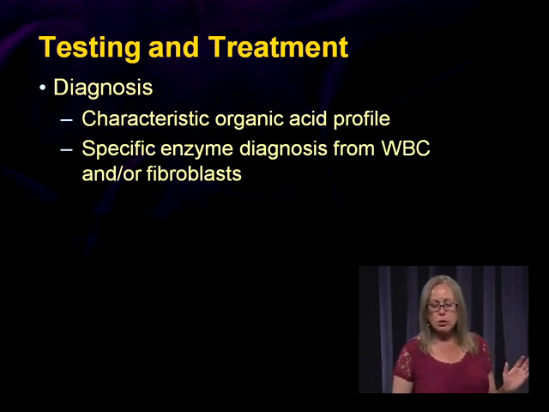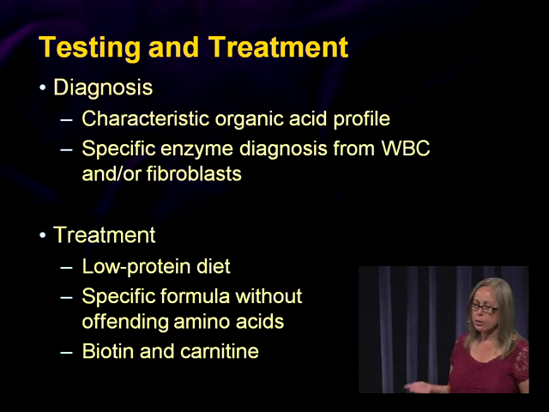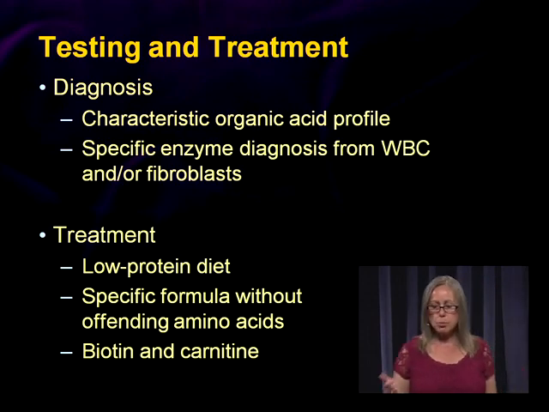Once you know what you're sort of looking for, you can do enzyme diagnosis on white blood cells or fibroblasts. Again, low protein diet, restrict the offending agent, use a special formula that doesn't have the offending agents, and supplement with biotin and carnitine.